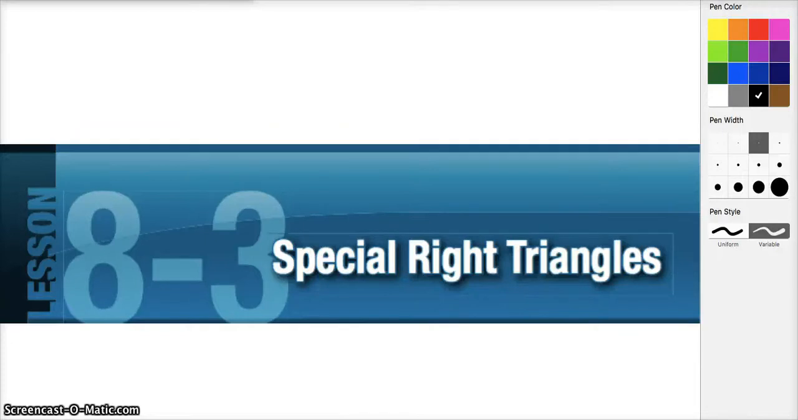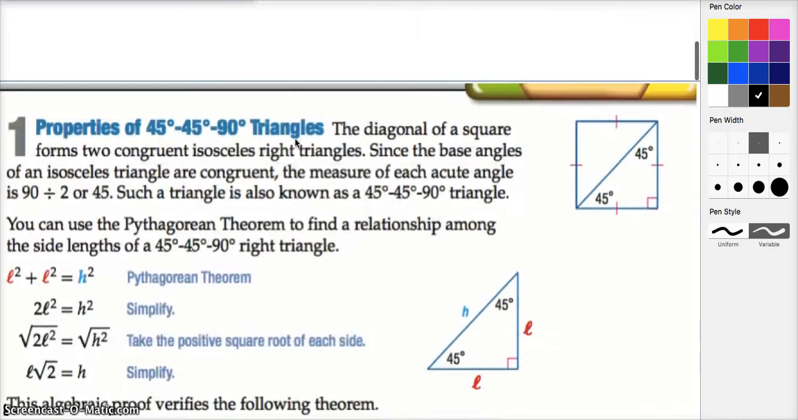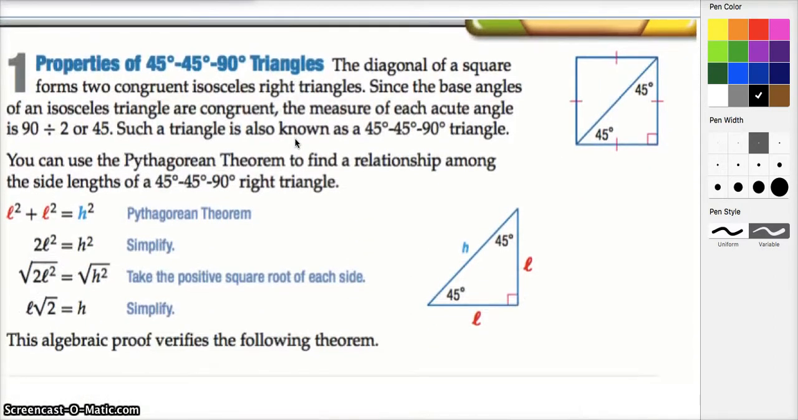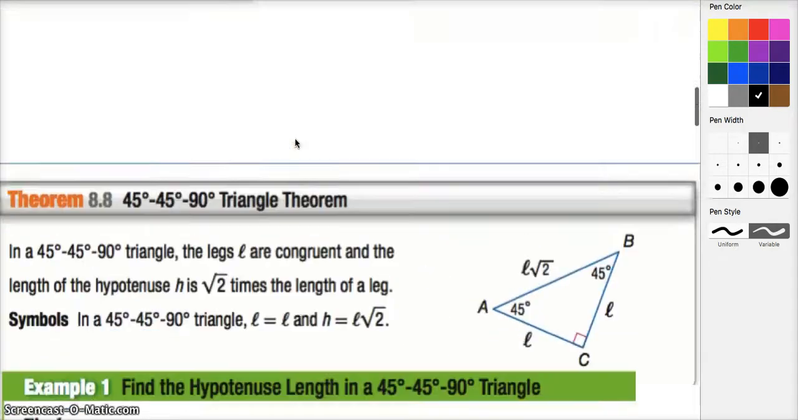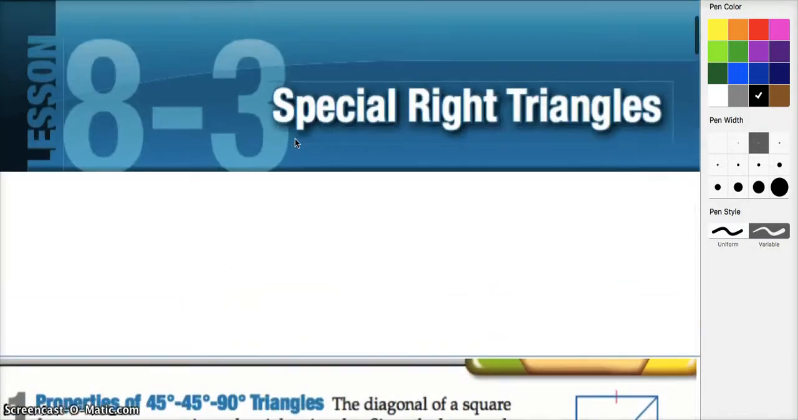Hey, geometry friends, here we are in section 8.3, and we're going to talk about special right triangles. Honestly, this is probably one of my most favorite chapters because it talks about some things that are pretty cool. We don't really have vocabulary terms per se, but I'm going to call some of this vocabulary.